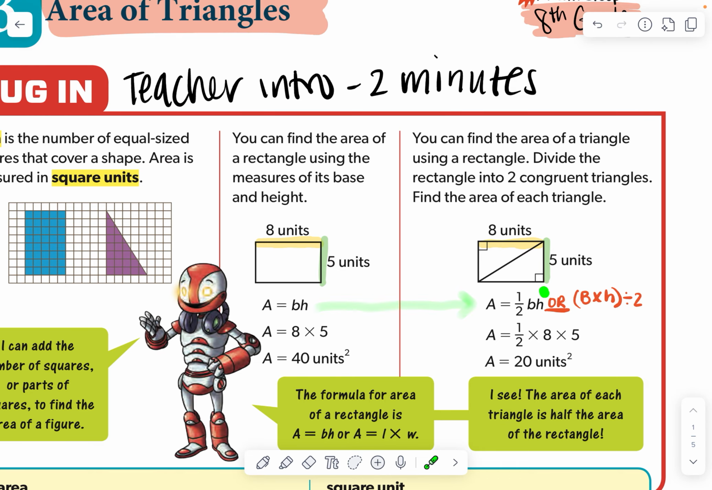We're going to keep that base times height. But because a triangle is just half of a square, we're going to multiply by half. We can use the formula half base times height to find the area of a triangle, or we can use the formula base times height divided by 2.